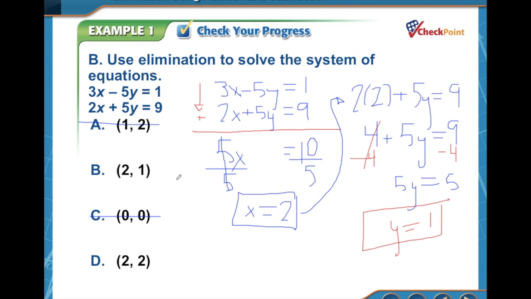Great. So as an ordered pair, we should have 2, comma, 1. Which is letter choice B. B has everything we need. 2 for x, 1 for y. So that's what elimination looks like. Now we're going to make this process a little bit more complicated.